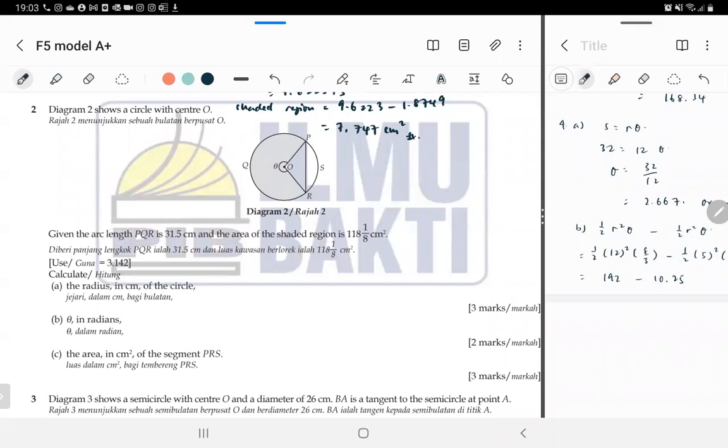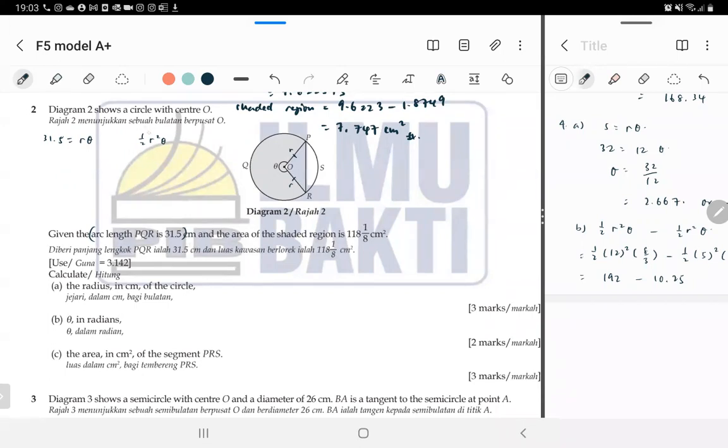How do we do it? We form the equation. Length of arc is 31.5. It says that shaded region, right? So the arc will be the PQR. It refers to the theta also, the angle. So 31.5 equals r theta, where the r we don't know also, right? So you put r theta. And then the shaded region is 1/2 r squared theta. You will need to minus the triangle, right? So the triangle here, this is r, this is r. Given that the length of PQR and the area of the shaded region is 118.